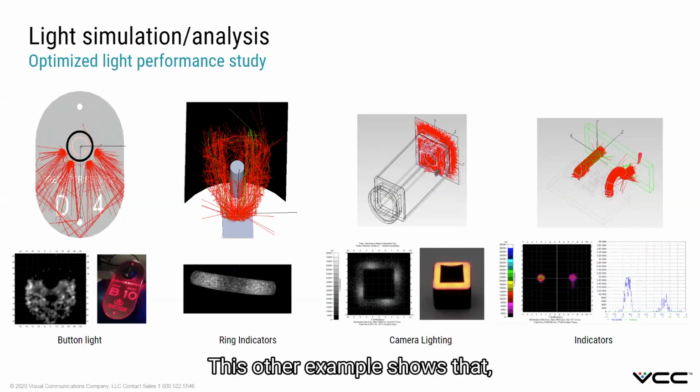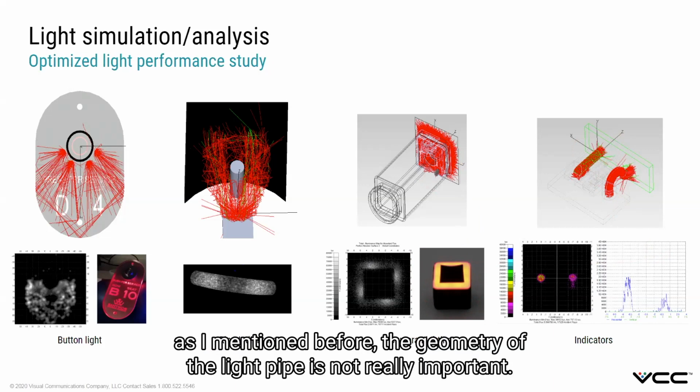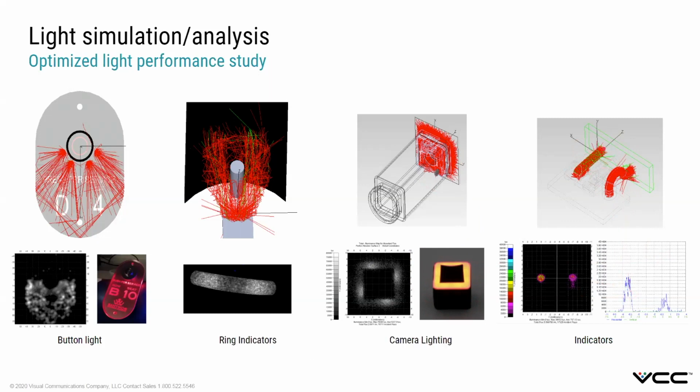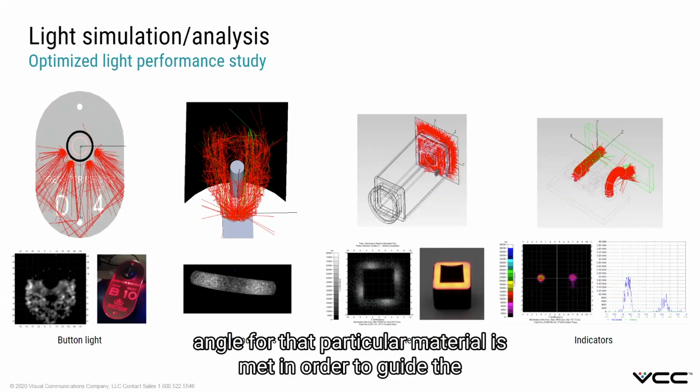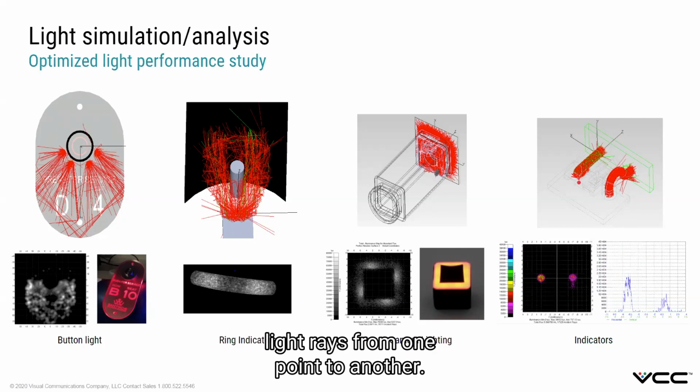This other example shows that, as I mentioned before, the geometry of the light pipe is not really important as long as the TIR angle for that particular material is met, in order to guide the light rays from one point to another.